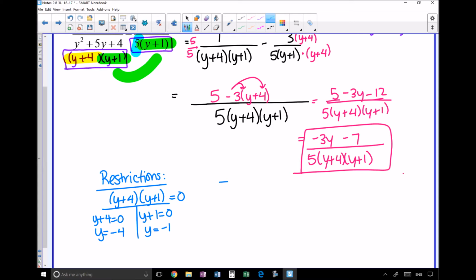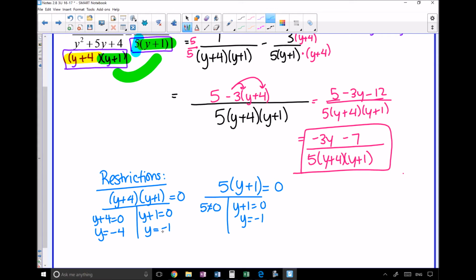Now I'm going to take my second fraction, which is 5 times y plus 1, and set that equal to 0. So I set each part equal to 0. I set 5 equal to 0, but that's not true. So I just totally ignore the fact that I have a 5 there. I don't need it there because 5 will never equal 0. Then I set y plus 1 equal to 0, so I get y equals -1.